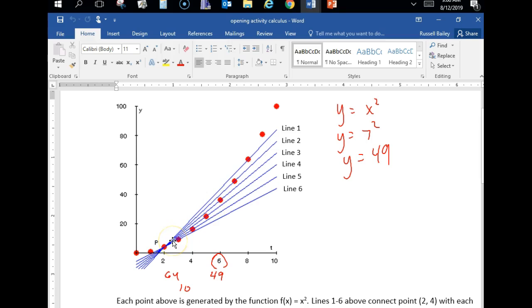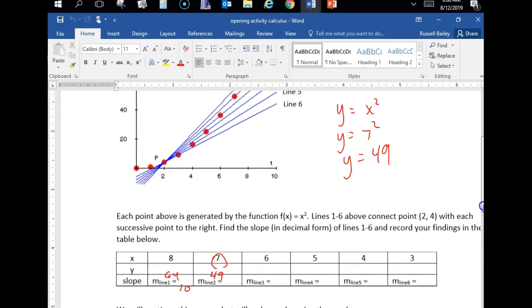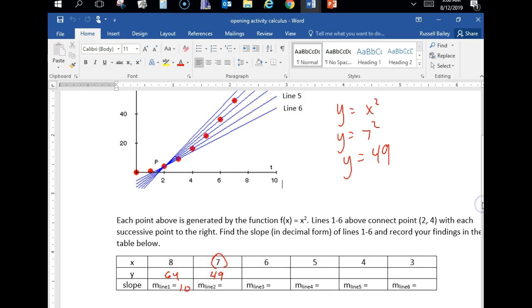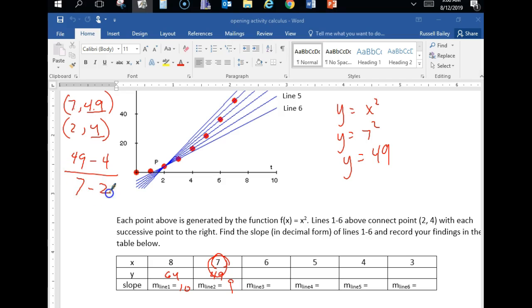And we're connecting it to what other point? (2, 4). That's this point down here. And we want to find their slope. So what's the next slope then? It is 9. Let's see why it's 9. My point here is (7, 49). And we're connecting it to what point? (2, 4). So y2 minus y1 over x2 minus x1 is going to be 45 over 5, which is 9. Okay?